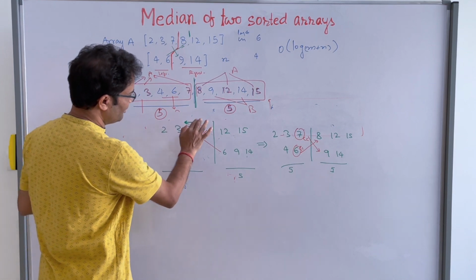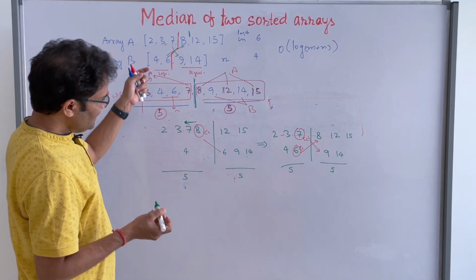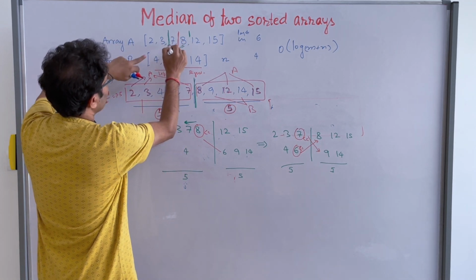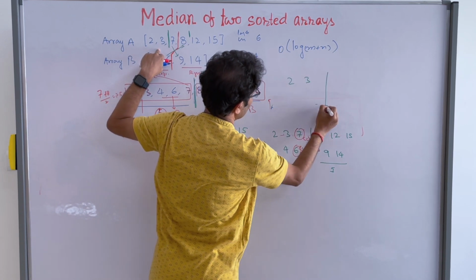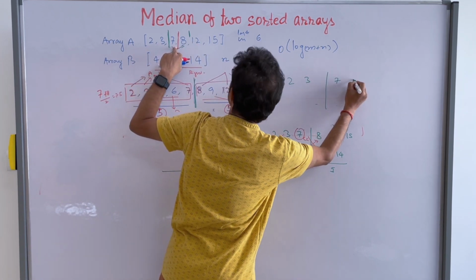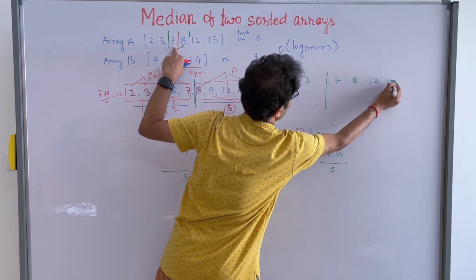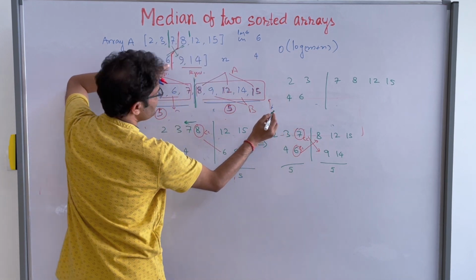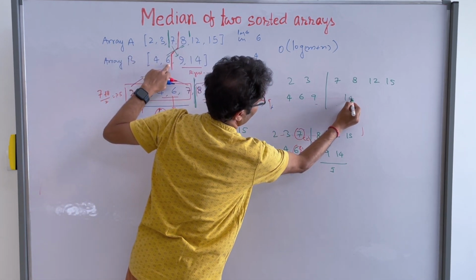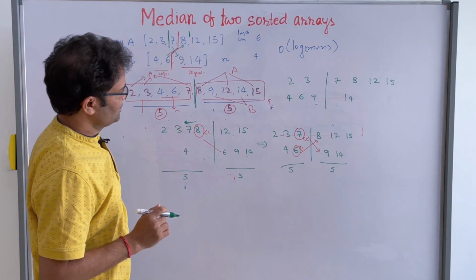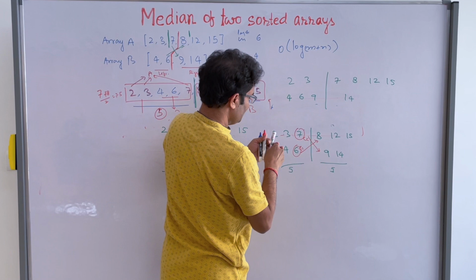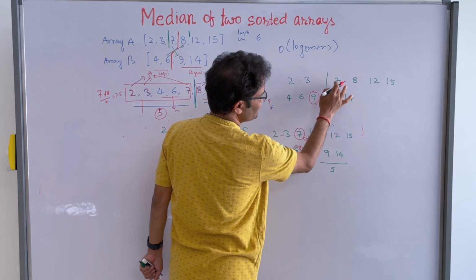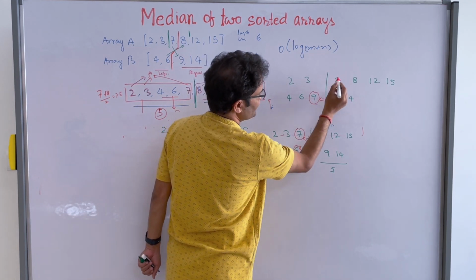So how can you move left or right? Suppose initially you thought that the imaginary number should be here. In that case, your structure would be like this, right? 2, 3, then 7, 8, 12 and 15. To make the 5, you need 3 more digits here, 4, 6 and 9, and this side is the 40. Suppose I come to this picture. Now if you see here, this number should be less than this 7, right? And it is not happening.